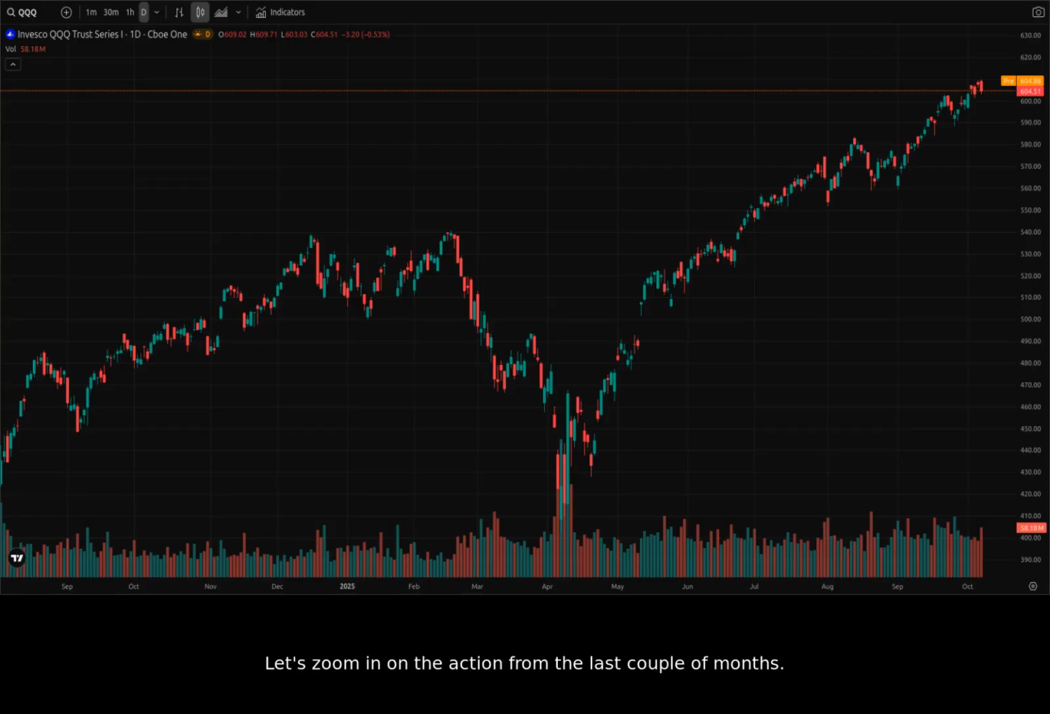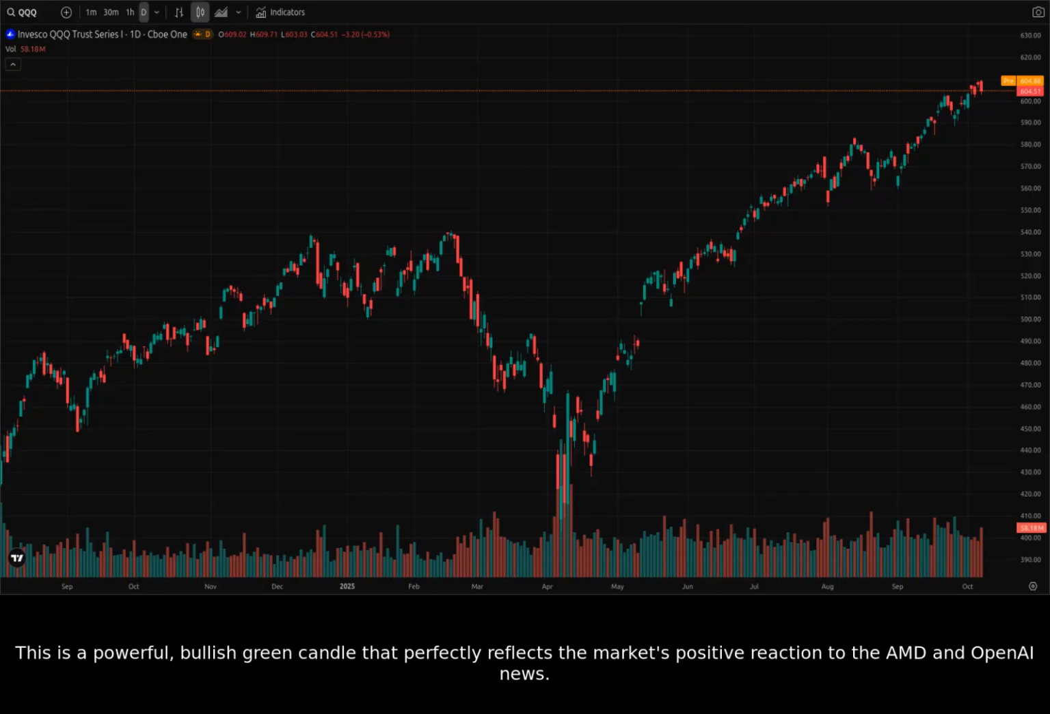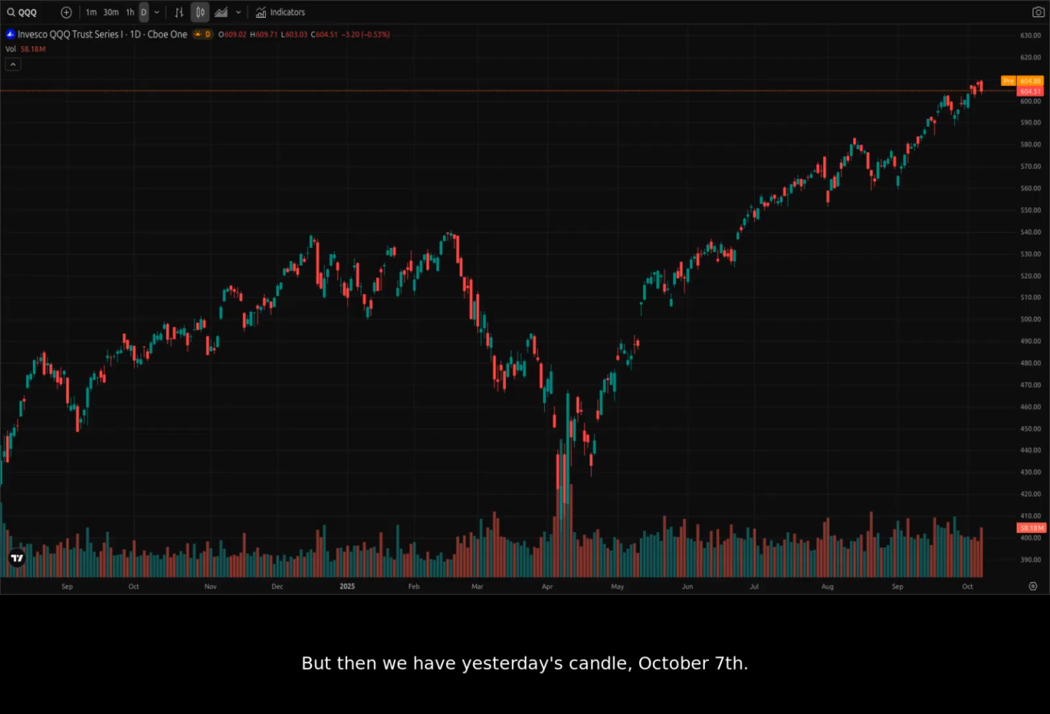Let's zoom in on the action from the last couple of months. You can see the steady grind upwards through September, building a solid base of support. Now, look at this candle from Monday, October 6th. This is a powerful, bullish green candle that perfectly reflects the market's positive reaction to the AMD and OpenAI news. But then we have yesterday's candle, October 7th. This is what has traders concerned.